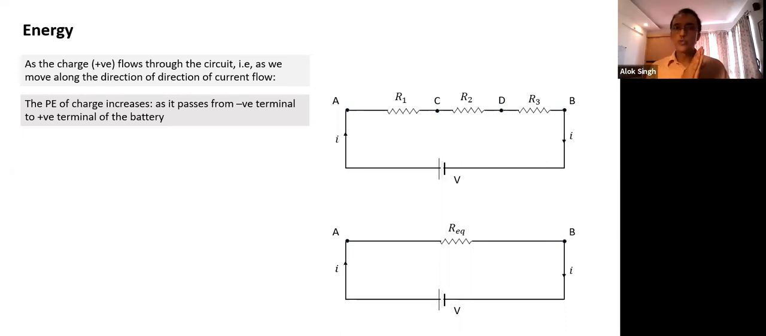So the potential energy of the charge increases as it moves from the negative terminal to the positive terminal. So it has moved from here to here, and as it moved from here to here, it has gained energy. If I draw the energy level, it has gained so much energy. Then as the charge moves in the circuit, it keeps moving from here.